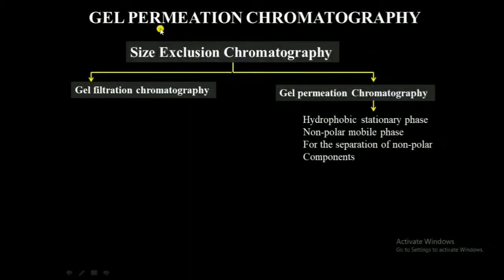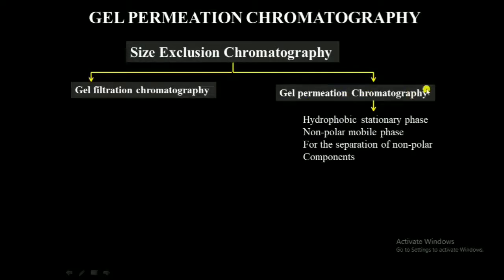Okay, so we are moving to the second special kind of chromatography technique, which is known as gel permeation chromatography. This gel permeation chromatography is based on the size exclusion principle. Here, the separation of the components in a mixture takes place because of the difference in their sizes. That's why it comes under the category of size exclusion chromatography. There are two kinds of size exclusion chromatography. One is gel filtration chromatography, and the second one is gel permeation chromatography.